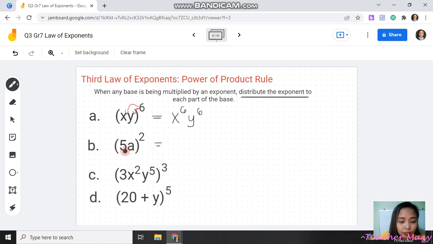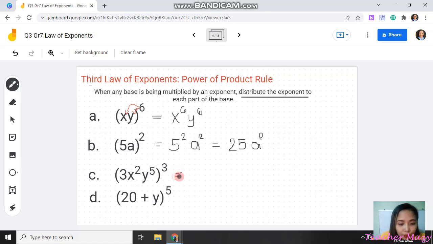Next is for this given 5a squared. So 5a squared, distribute the exponent first. So this becomes 5 squared and then a squared. So still we can simplify this. So what is 5 times 5? That is equal to 25 and then a squared. So that is the final answer for letter D, 25a squared.